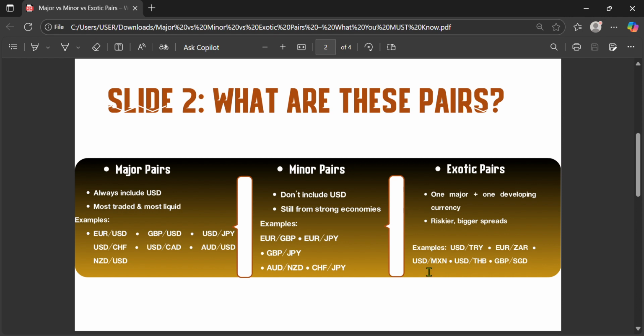We have the USD Mexican, we have the USD THB, we have the GBP SGD. So we have one major pair here and we have one developing currency. That is what makes an exotic pair.